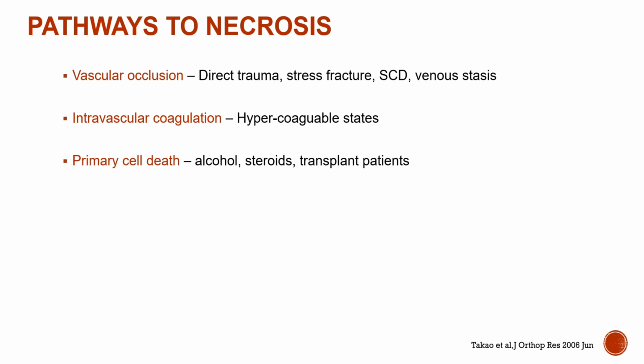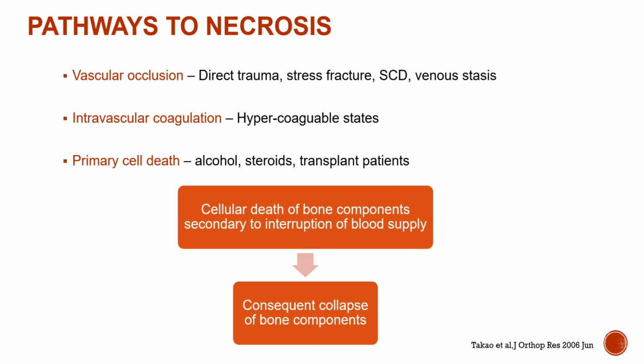So, coming to the pathophysiology of this disease, it can be due to vascular occlusion, due to direct trauma, stress fractures, sickle cell disease, or venous stasis, or it can be due to intravascular coagulation, or it can be due to primary cell death due to alcohol, steroids, or as in transplant patients. The cellular death of bone components secondary to the interruption of the blood supply, and this leads to the collapse of the bone components.